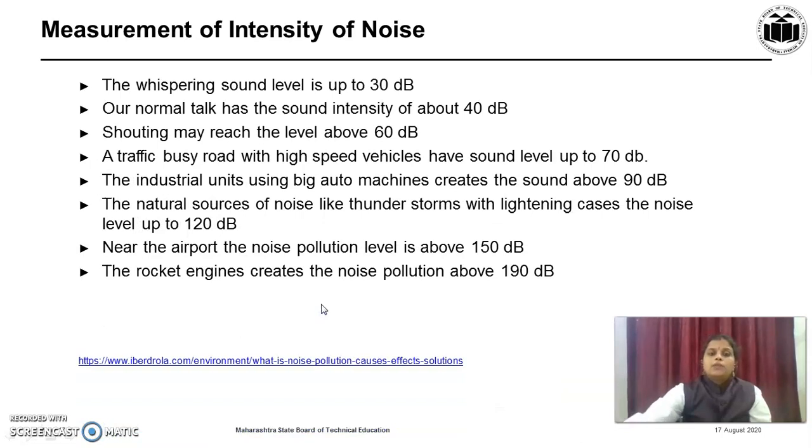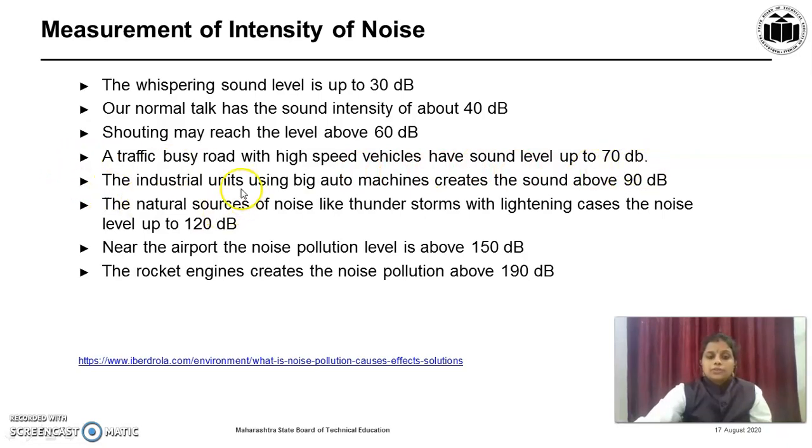The whispering sound level is up to 30 decibel. Our normal talk has a sound intensity of about 40 decibel. Shouting may reach a noise level above 60 decibel. A busy traffic road with high speed vehicles has a sound level up to 70 decibel.